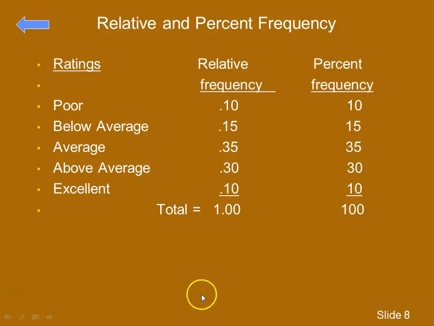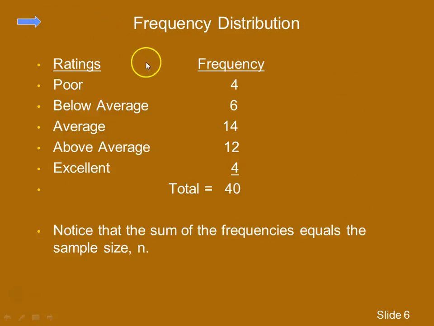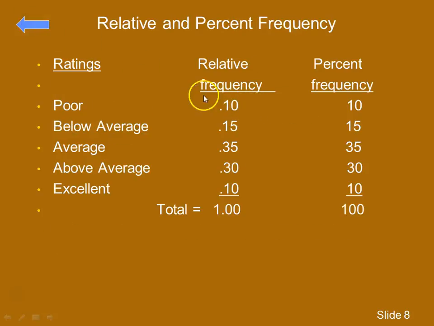Here are the relative and percent frequencies for this example that we're doing. If you don't see where those come from, we can go back quickly here to the original frequency data. Remember, we had 4 ratings of poor out of 40. Well, 4 divided by 40 is 0.1. So that's where the 0.1 comes from for the relative frequency of the first category. Move the decimal over 2 places to the right, and that's equivalent to 10% in that category. So we have 10% of the ratings are poor, 15% below average, 35% average, 30% above average, and 10% excellent.